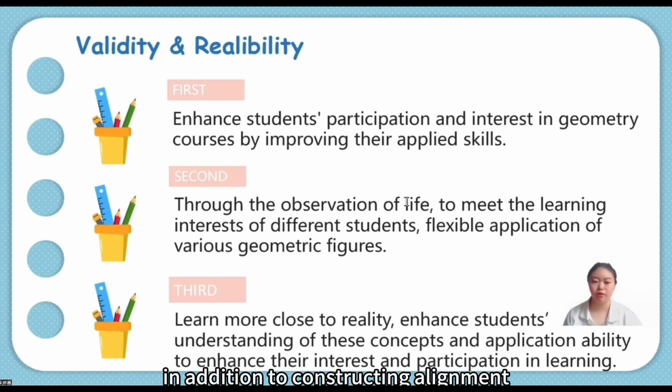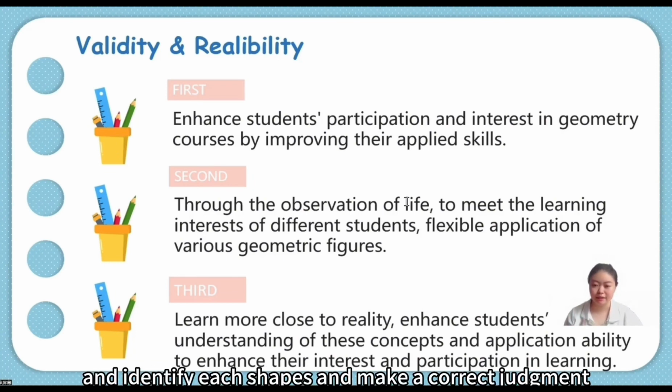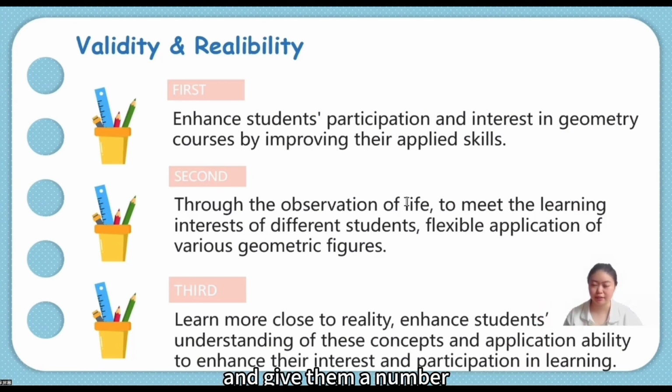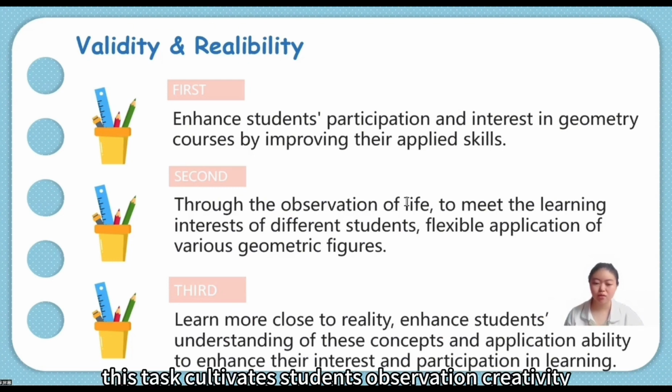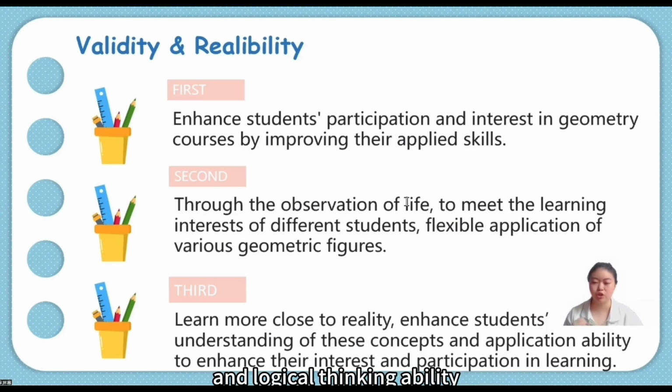In addition to constructive alignment, there are 2 other principles for the assessment plan: validity and reliability. As for learning outcome 1 and task 1, first of all, we need to ensure that students can clearly understand and identify each shape, make a correct judgment and give it a number, which requires sufficient accuracy and reliability in identification and naming. Secondly, students need to combine these shapes in different ways. This task cultivates students' observation ability and evaluation ability, and also promotes shape discrimination ability and logical thinking ability.